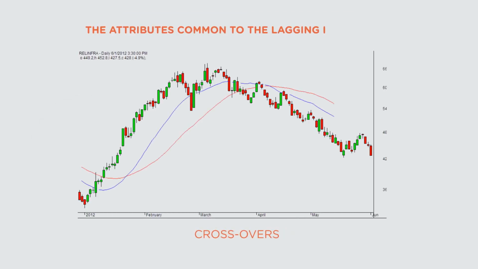Some attributes of the lagging indicators are that they are crossovers and cross-unders. Lagging indicators move like a wave across the chart. Usually, there is a second indicator as well, which gives us a buy or sell. For example, here we have a cross-under before February signaling a buy, and the market actually moved up. And then we have a crossover around April, signaling a sell, and the market actually went down.